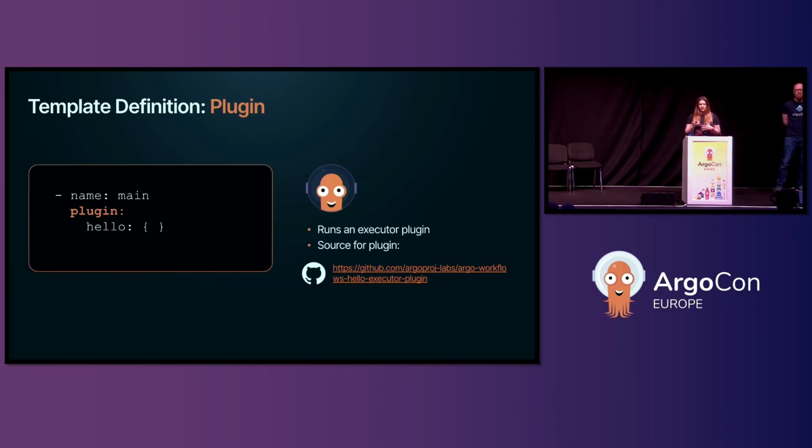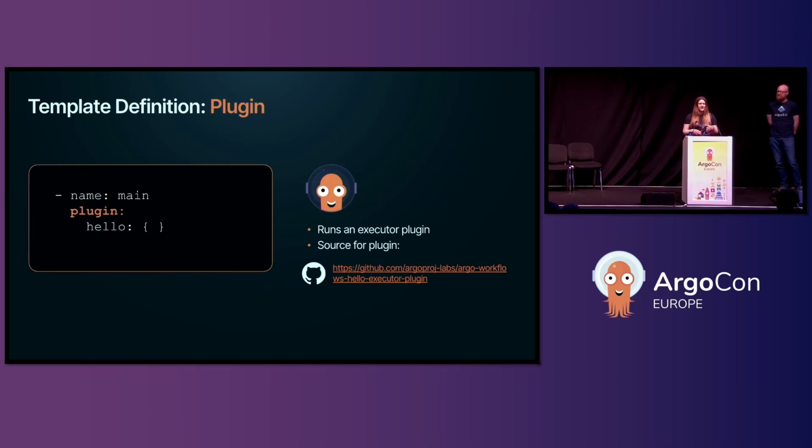Executor plugins were introduced to allow users to extend Argo workflows without needing to learn the code base or contribute directly to it. These can be written in any language, so you don't have to use Go if you don't want to, and they run as a containerized application that responds to RPC HTTP requests.